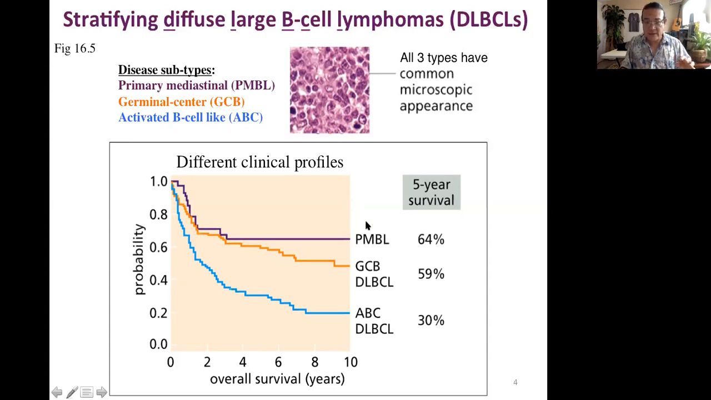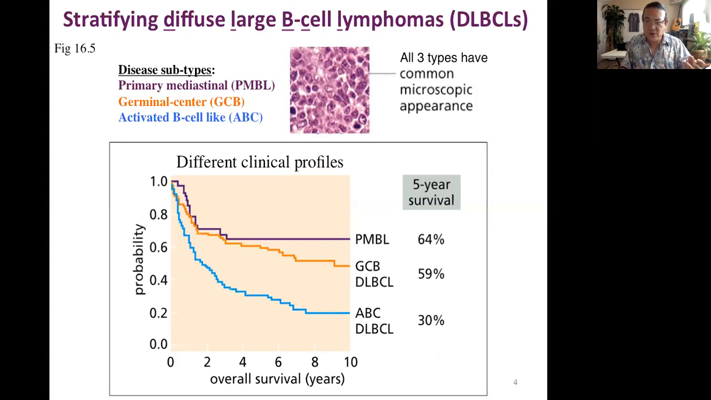This is important because these 3 subtypes have very different clinical profiles in terms of how patients progress. You can see here, right, this is a Kaplan-Meier looking at overall survival over 10 years, starting from, let's say, the time that the patient first presented in the clinic. Of the 3 different subtypes of large B-cell lymphomas, this PMBL, or primary mediastinal subtype, patients have a better 5-year survival rate compared to the worst one, this activated B-cell-like subtype, the blue line here. So you can see the challenge, right?